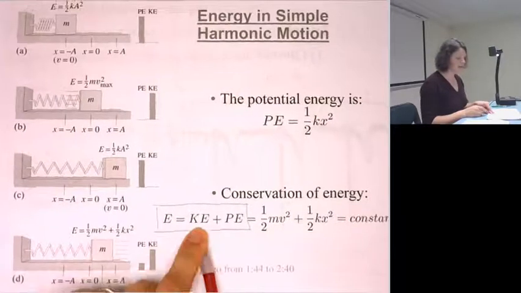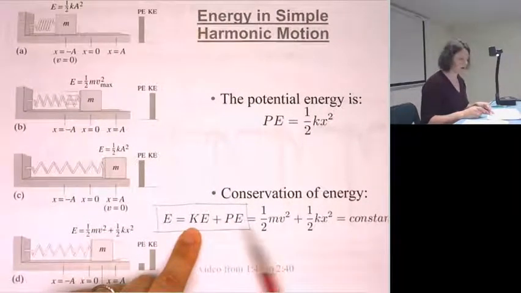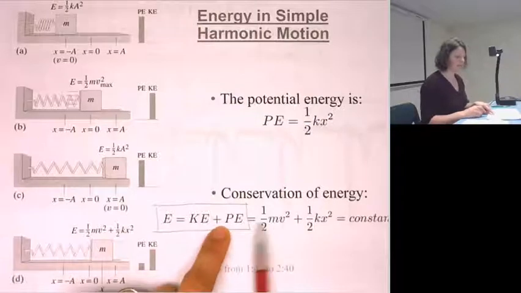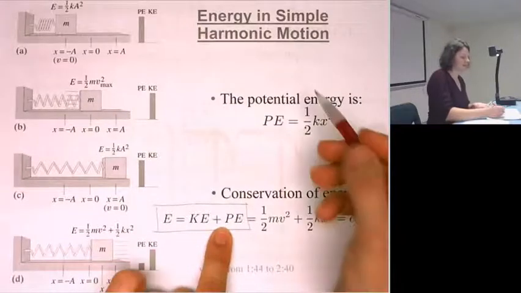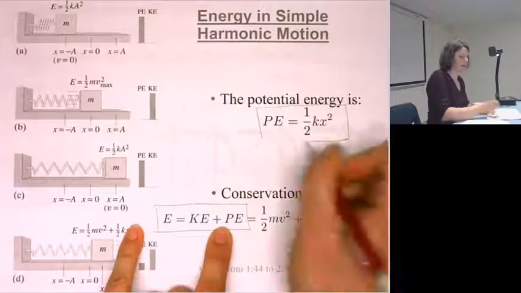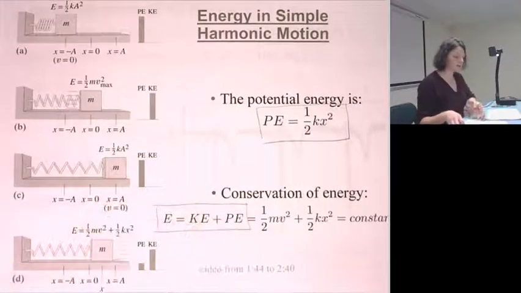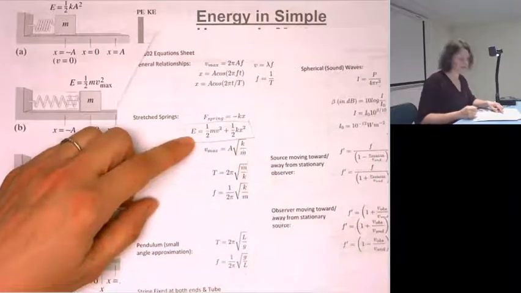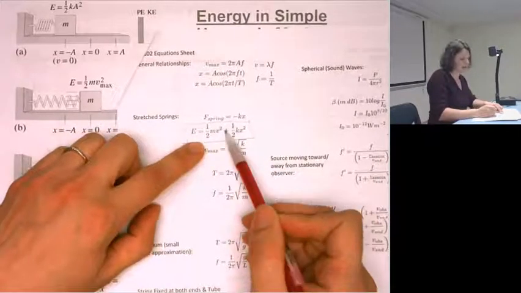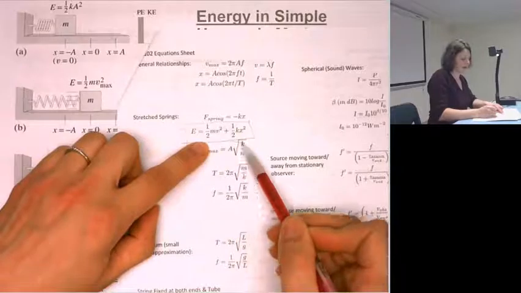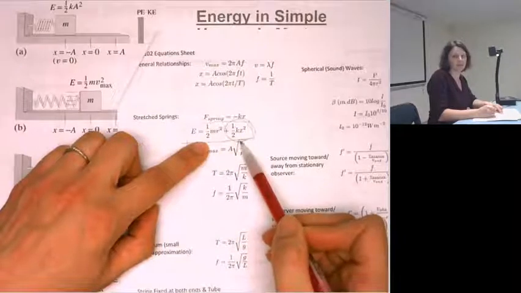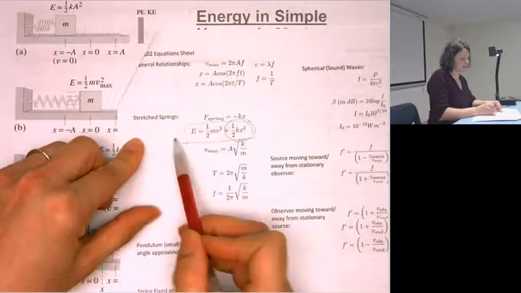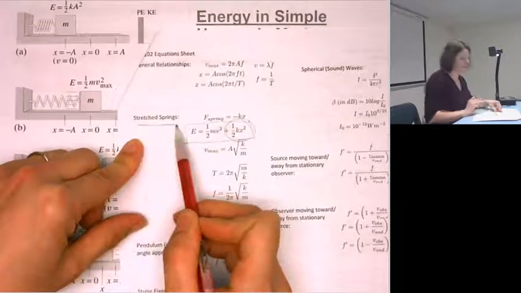Kinetic energy we already know is 1/2 mv squared, so we'll plug that in. The potential energy of a spring is this formula right here, which is 1/2 kx squared. This would be a good little note to write on your equation sheet, because I didn't actually define the potential energy of a spring. Right here, that's kinetic energy, and right here, that's potential energy. So this is the energy of a stretched spring.